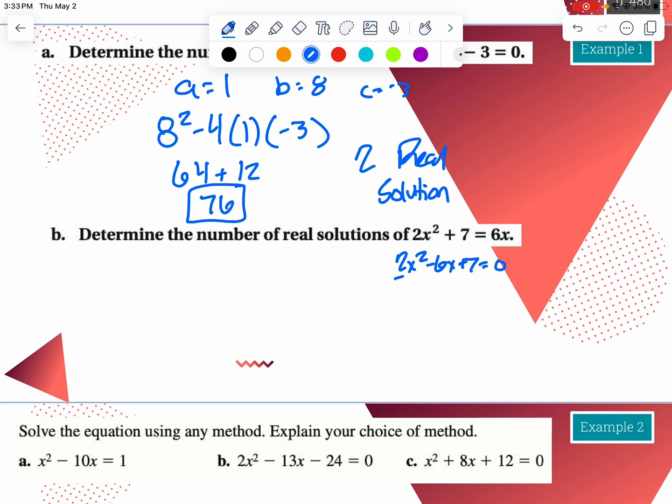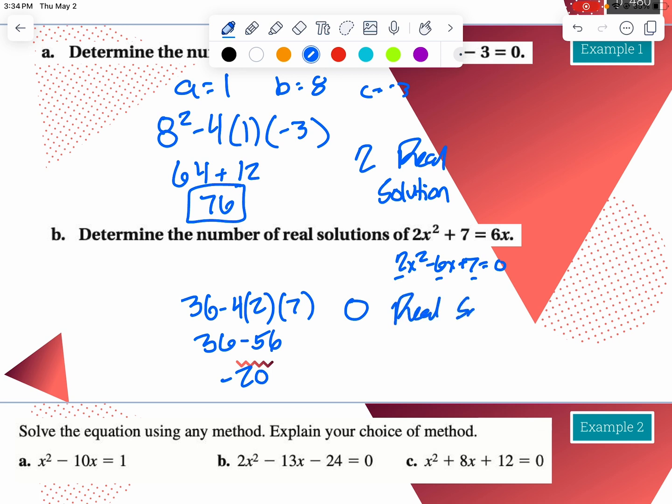Now I have my A, B, and C, so b squared minus 4 times A times C. 4 times 2 is 8. 8 times 7 is 56. So this would be a -20. How many real solutions do I have? I have 0 real solutions.